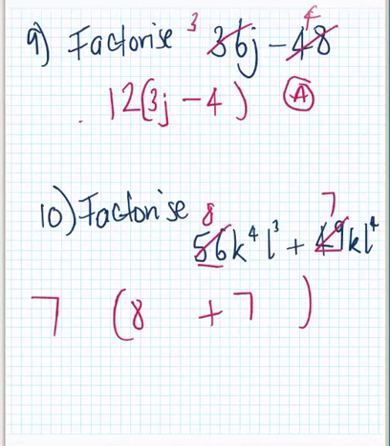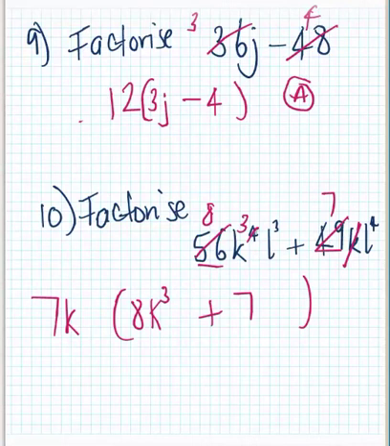Next, I have 4 k's on this side, and I have 1 k on that side. So I'll take out my smallest amount. It's gone, it's a 1. So I've taken out 1 k. 4 take away 1 is 3. So on this side, I'm left with k to the power of 3.